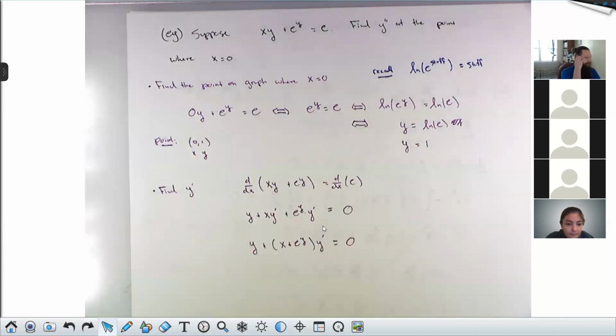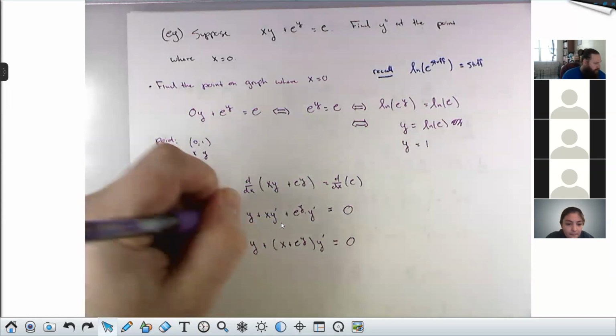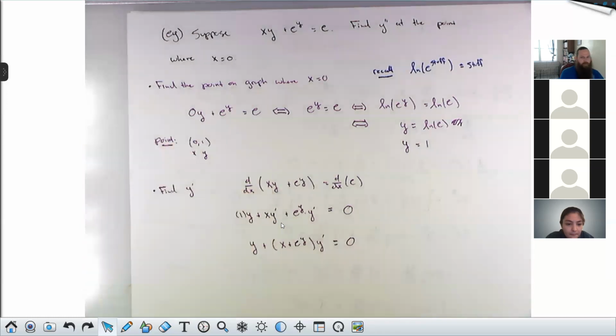The top you get y is equal to 1. How did you get the y prime and the d/dx of xy plus e to the y? How did you get that equation again? So these I differentiated using the product rule. That's this. So this is like 1 times y plus x times y prime, because the derivative of x is 1, and then the derivative of y is y prime. So this was a product rule.